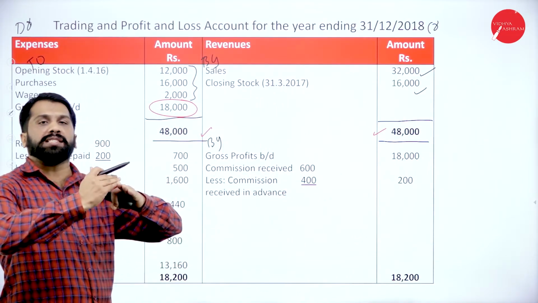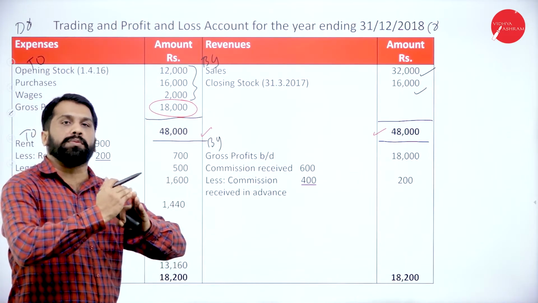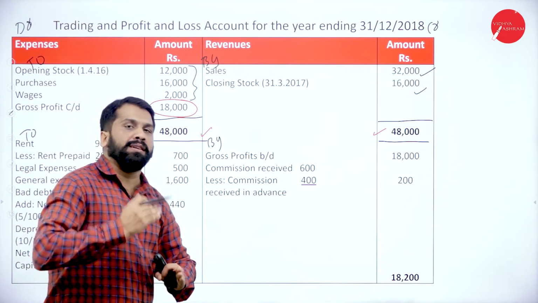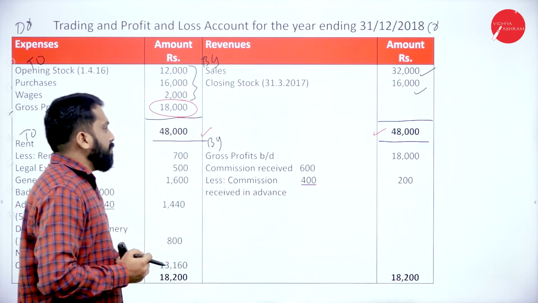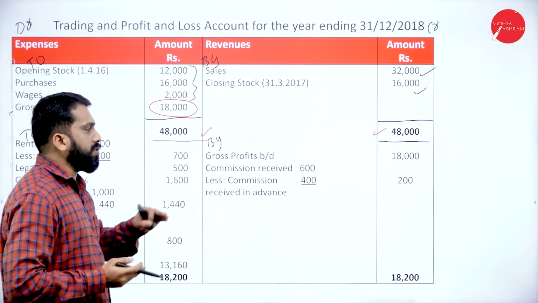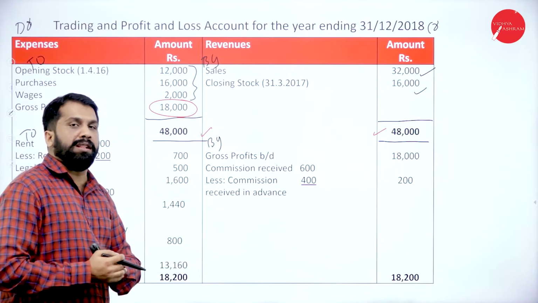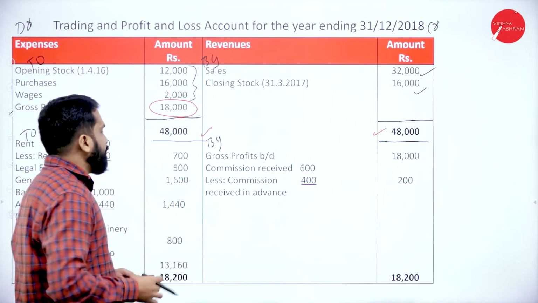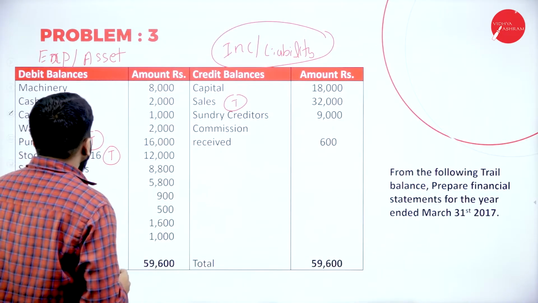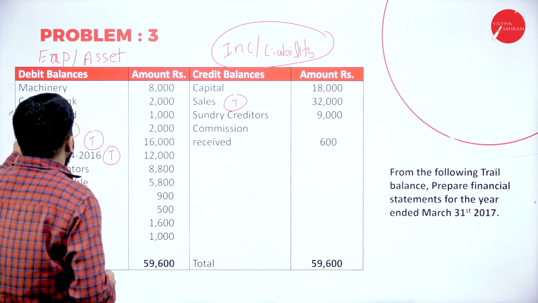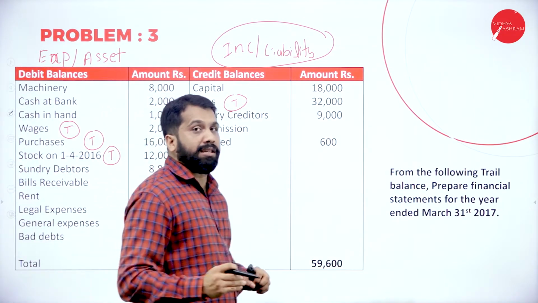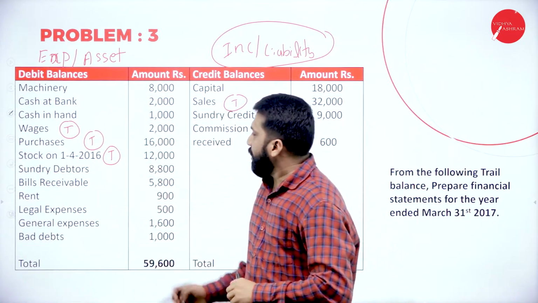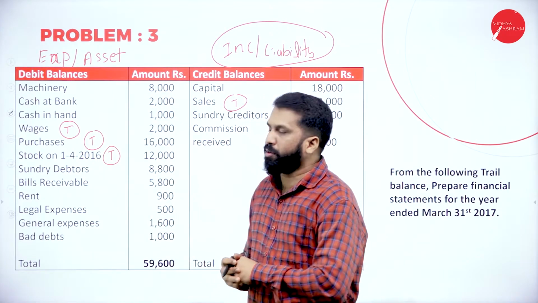Now, once we are done with trading account, we'll move our step to the next one, that is profit and loss account. Before we do, I'll go back to your question. We'll mention which comes under P&L. Out of this, your machinery, cash in hand, your debtors all come under your balance sheet items, including bills receivable also, balance sheet.